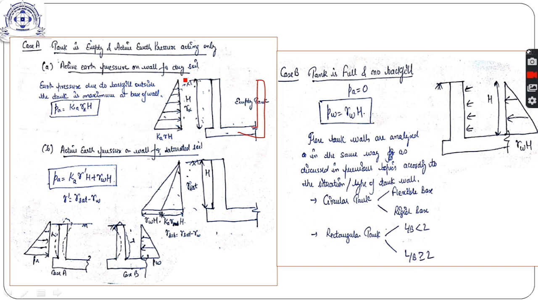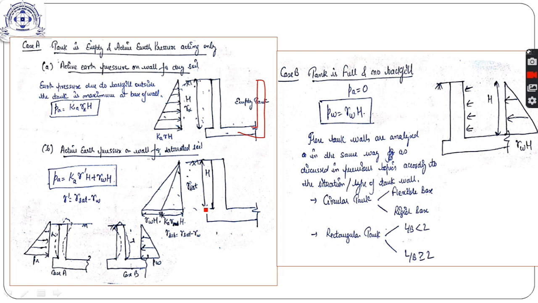So there can be two cases, as we have done in the previous questions of retaining walls also. First, dry soil. When the soil is dry, then the maximum earth pressure will be at the bottom of the wall, which will be Ka gamma H, where gamma is the density of the dry soil. And in the second case, that is active earth pressure on the wall for saturated soil.